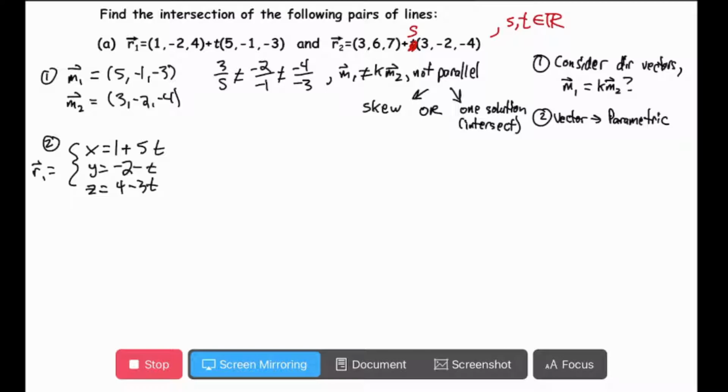R1 and R2. We're going to have x equals 3 plus 3s, y equals 6 minus 2s, z equals 7 minus 4s. And don't forget to define our parameters. t is an element of the real numbers. s is an element of the real numbers. Okay, cool. Now what?